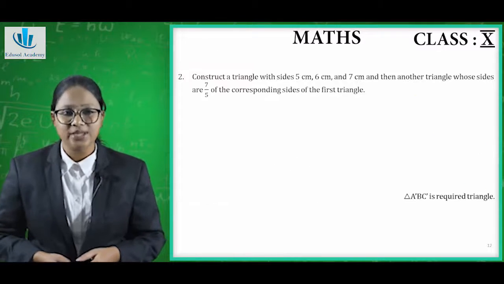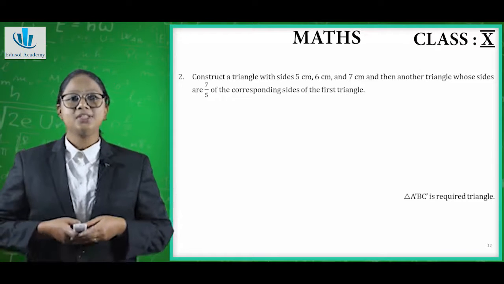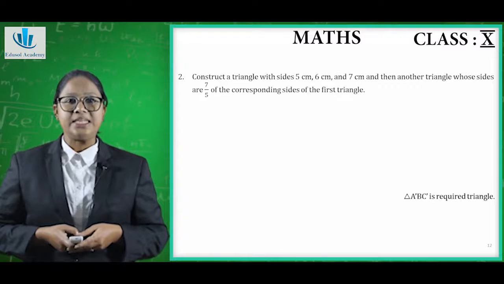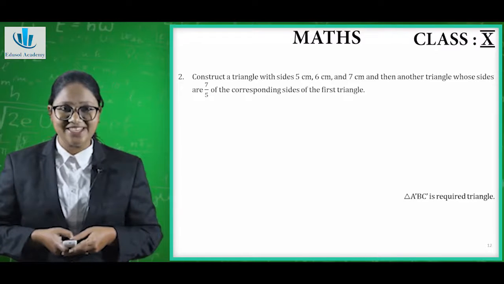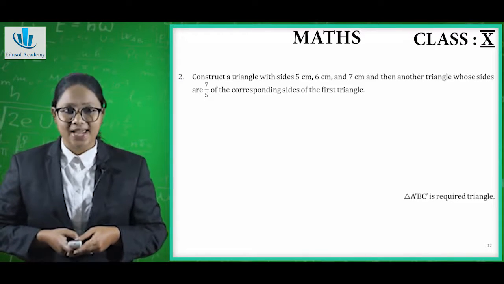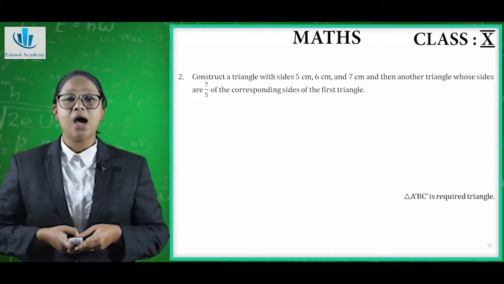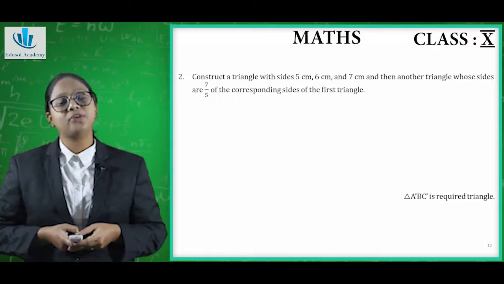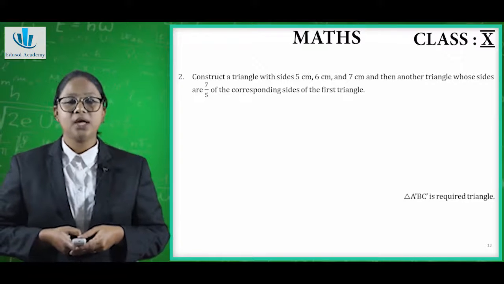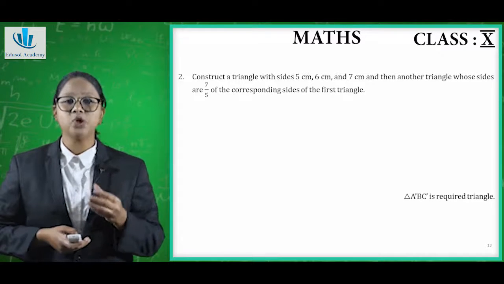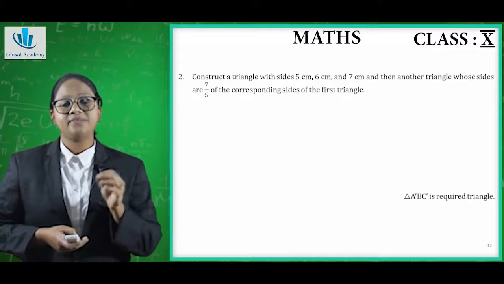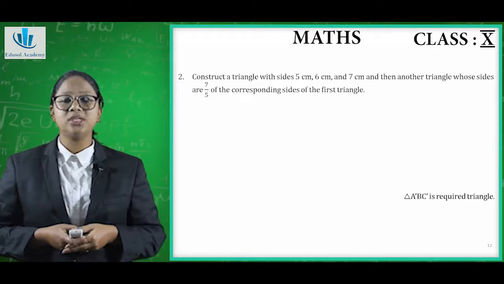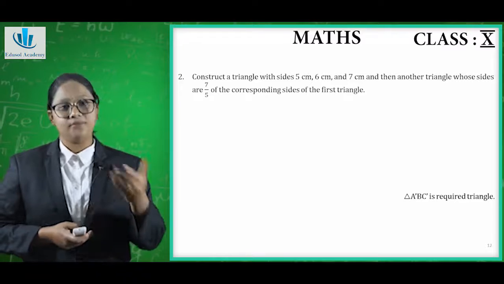Moving on to the next question. Construct a triangle with sides 5 centimeter, 6 centimeter and 7 centimeter, and then another triangle whose sides are 7 by 5 of the corresponding sides of the first triangle. So again, the given triangle is of sides 5, 6, 7 centimeter respectively, and we have to draw a similar triangle 7 by 5.